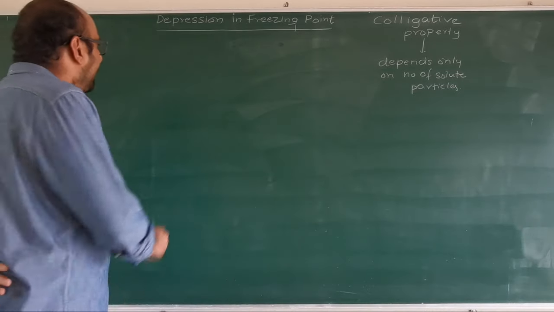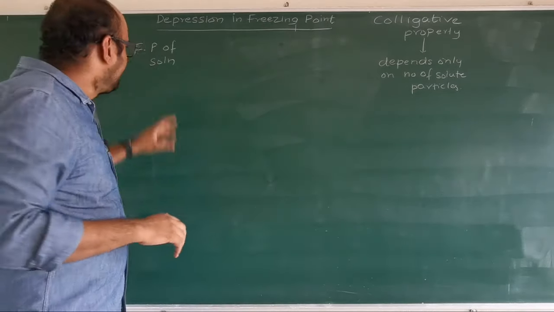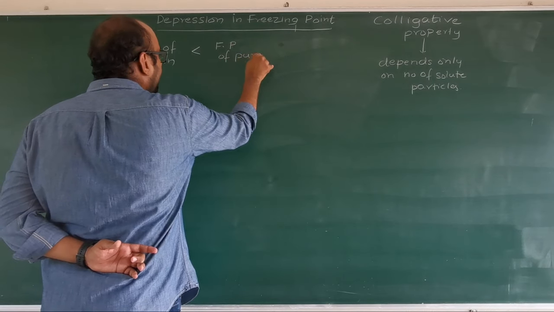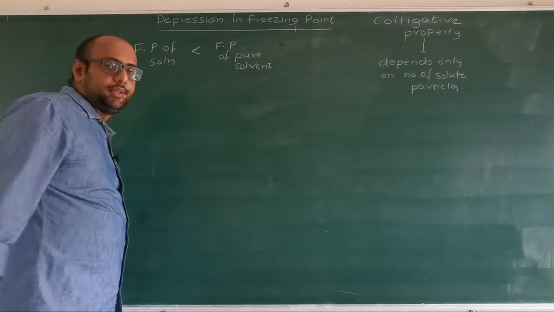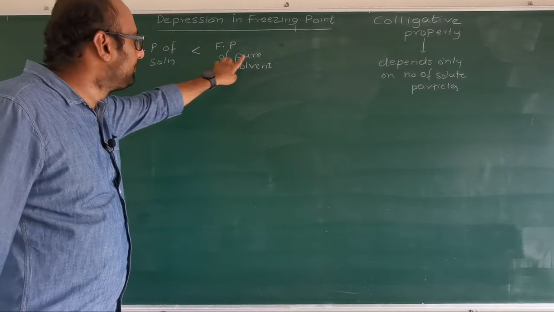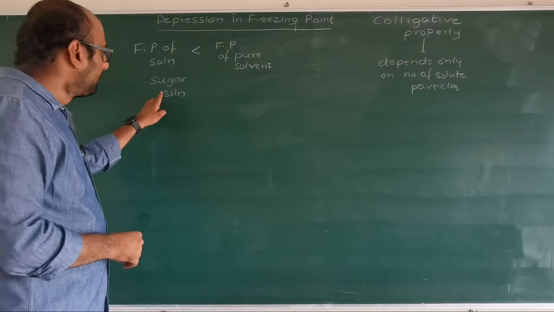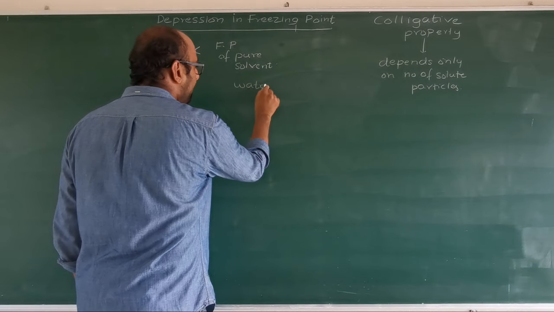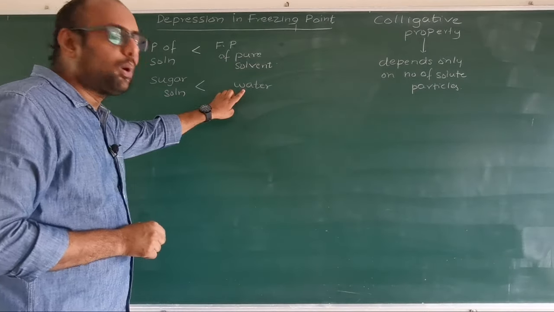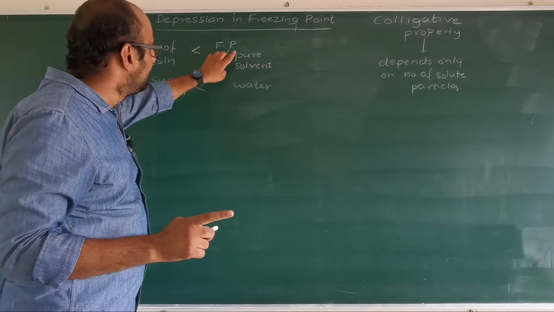Now, it has been observed that the freezing point of any solution is always less than the freezing point of pure solvent. This thing you have to remember. The freezing point of any solution will always be less than the freezing point or melting point of pure solvent. For example, take sugar solution. What is the solvent present in sugar solution? That is water. The freezing point of sugar solution is always less than the freezing point of water.